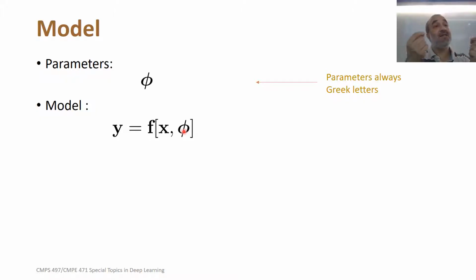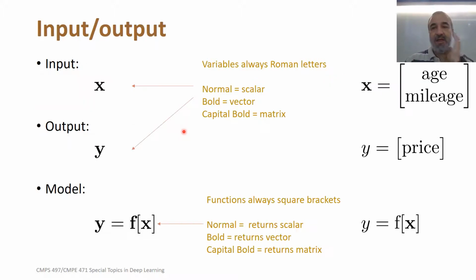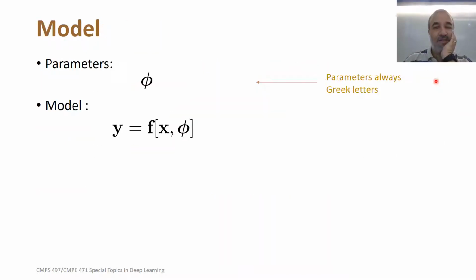No. X is the input values. Let's get back here. X is the real input values, like for a specific car, the age of the car and the mileage of the car. The parameters phi are the parameters of the model itself. If we represent the relationship between the age and the mileage and the predicted price as a line, then phi will be the parameters of the line, the intercept and the slope of the line. We'll see that. Is that clear now?